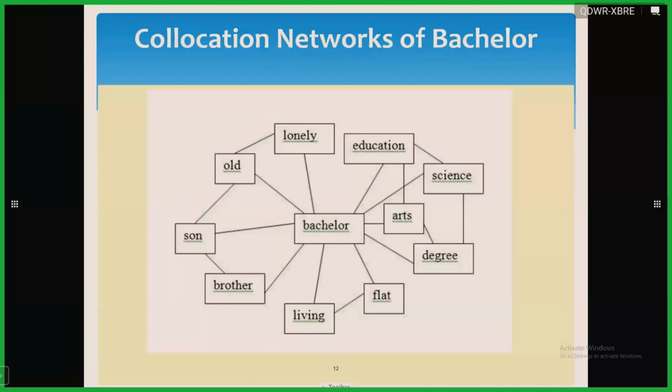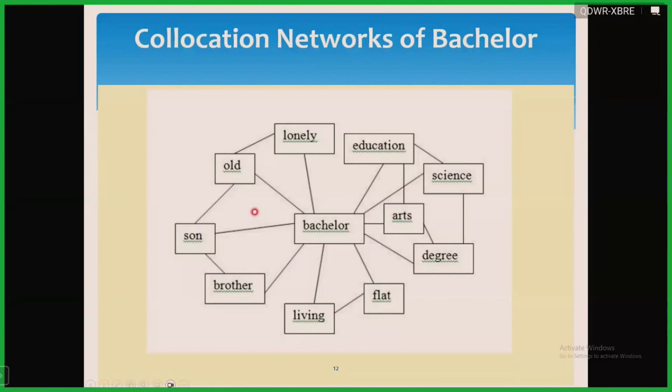with this association. For example, you have the word bachelor in the middle. Okay? And this is a graph that shows the relationship of words that are closely associated. Now you can see that this bachelor is related to lonely. So we can say lonely bachelor. Okay? This bachelor is related to old bachelor. So this bachelor is related to flat, right? This may be flat bachelor. No. Or bachelor living in flat.